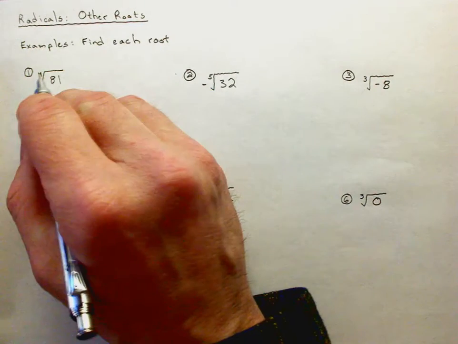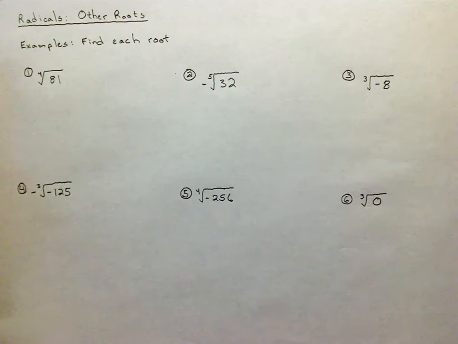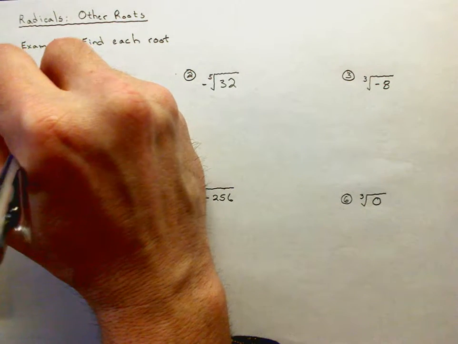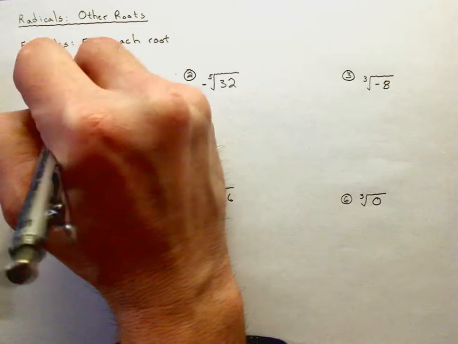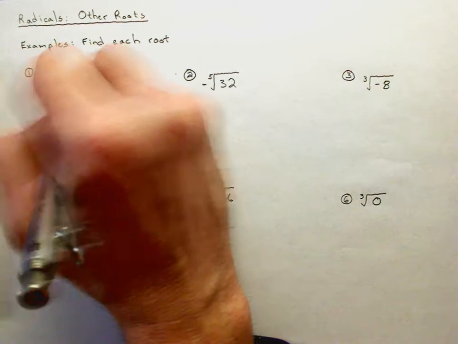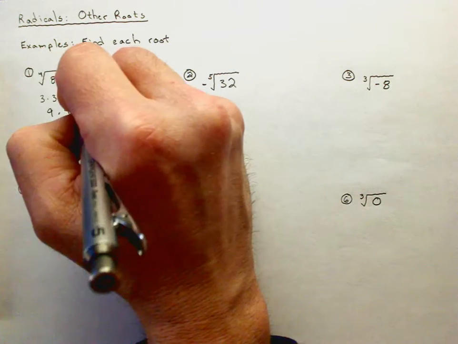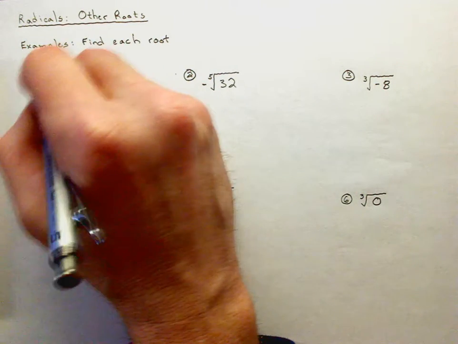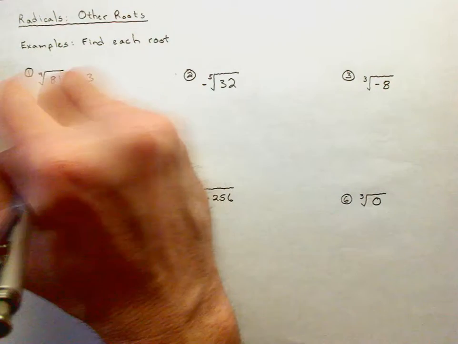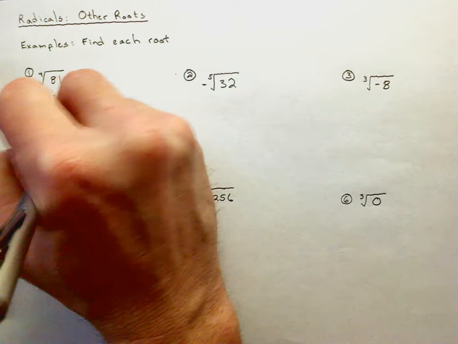So I have here the fourth root of 81. What I'm looking at is what number can I multiply times itself 4 times and get 81. Well, let's look at 3. 3 times 3 times 3 times 3. Well, 3 times 3 is 9 times 3 times 3 is 9. What is 9 times 9? 81. I know that the fourth root of 81 is 3 because 3 to the fourth power equals 81.